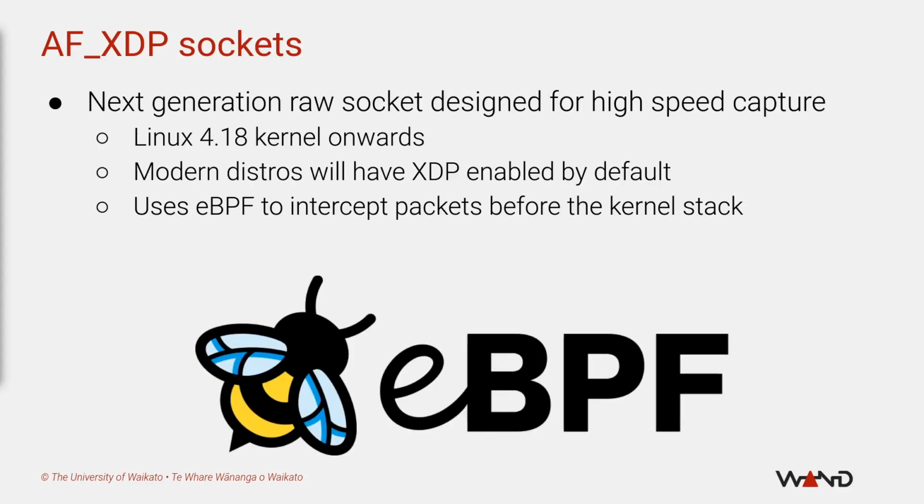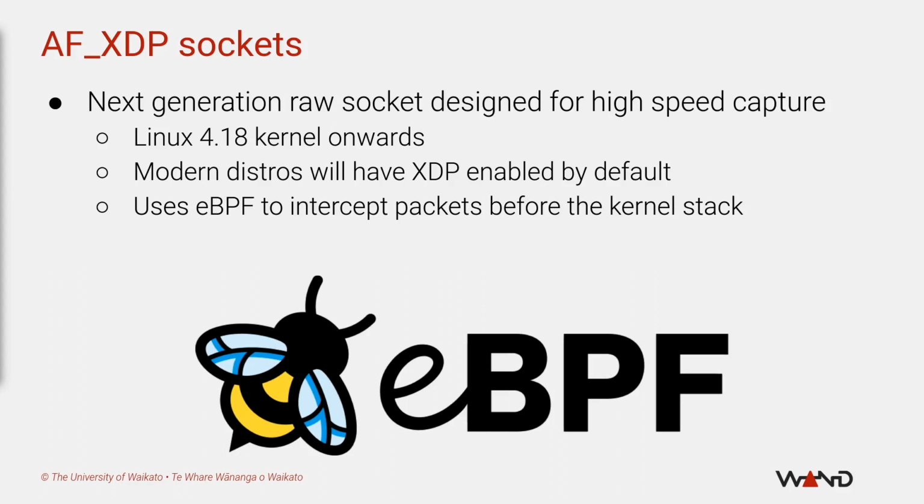The next capture method that we're going to look at is the new kid on the block, the Express Data Path, or XDP. It's essentially a next generation raw socket, like AF_PACKET, that is designed specifically for high-speed packet capture. The XDP raw socket is available in Linux from kernel 4.18 onwards, and most modern Linux distributions will now have XDP enabled in their kernel by default.